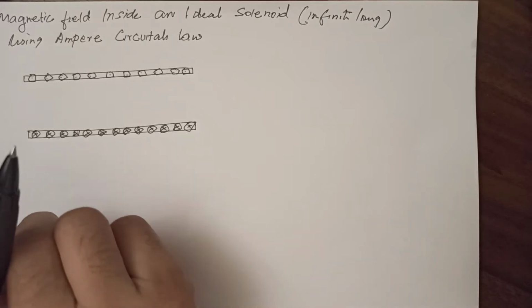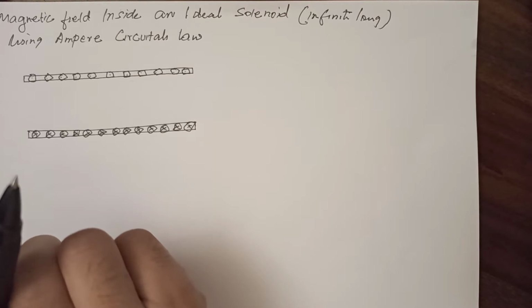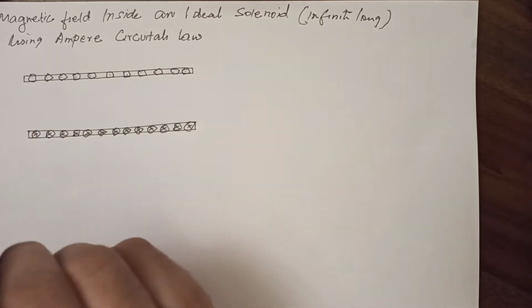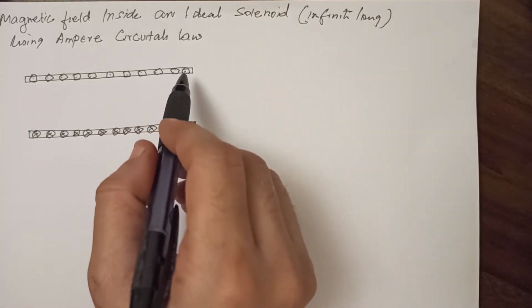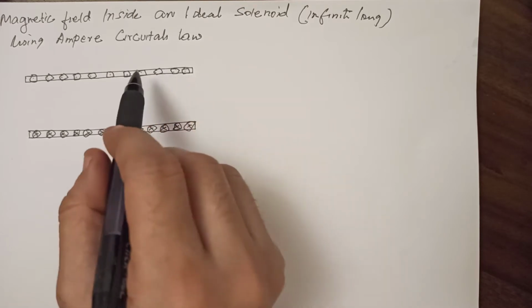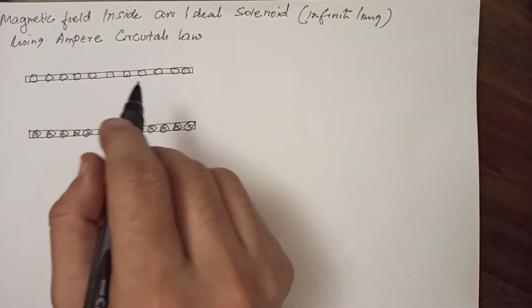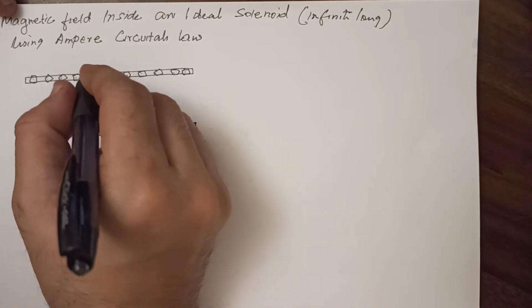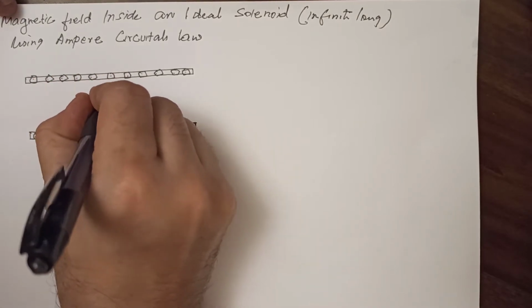So students, in this lecture we will talk about the magnetic field inside an ideal solenoid which is infinitely long, using Ampere's Circuital law, as you see on the sheet. For that, the first thing I have done is draw the pictorial representation of the solenoid in the form of horizontal bars, as I explained to you in the earlier chapter. Now let's assume that we have to find the magnetic field somewhere here.